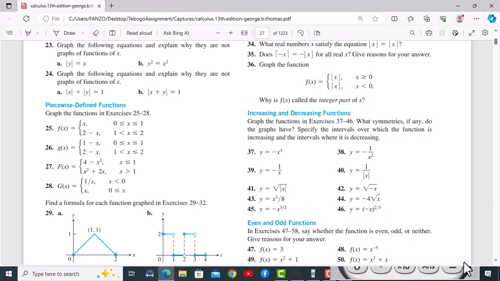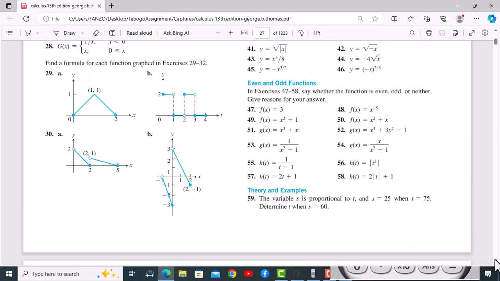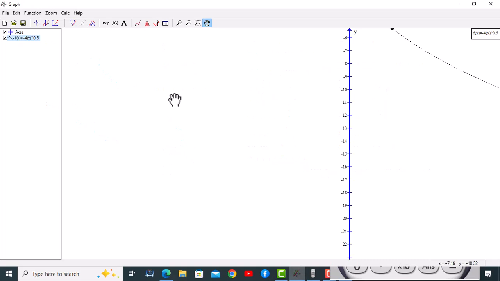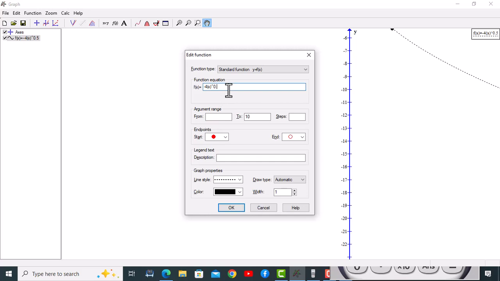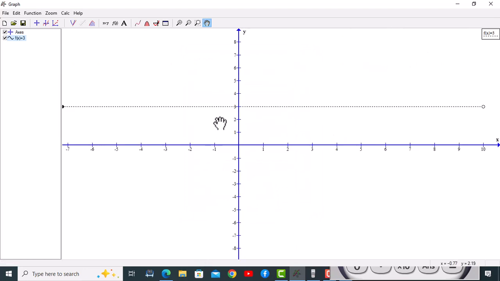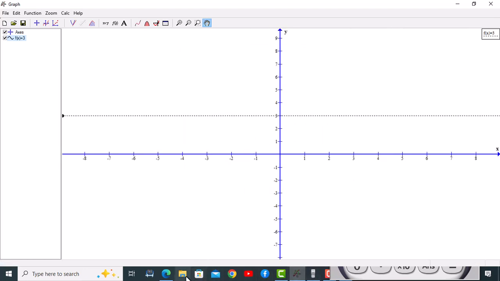Okay, and I'm not going to do those ones, that is for you. And then we come to even and odd functions. In exercises 47 to 58, say whether the function is even, odd, or neither. Right. So let's see this function, f at x is equal to 3. I can choose any interval that I want, and let's see what type of graph I will have.